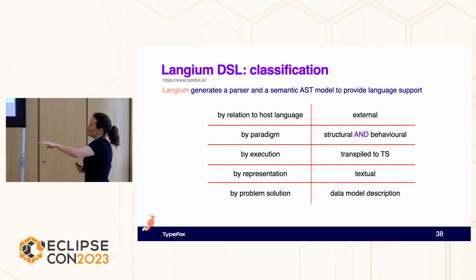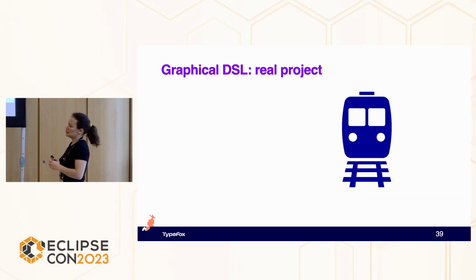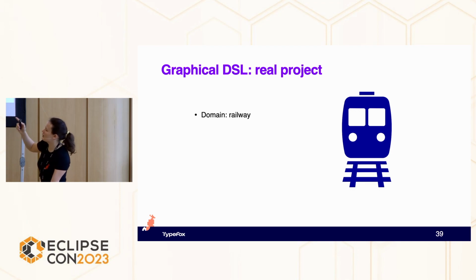One more thing that I have to mention is graphical DSLs. So we've kind of finished with examples of textual DSLs and now speak about graphical. It's one real project and a very short summary. Its domain is railway.